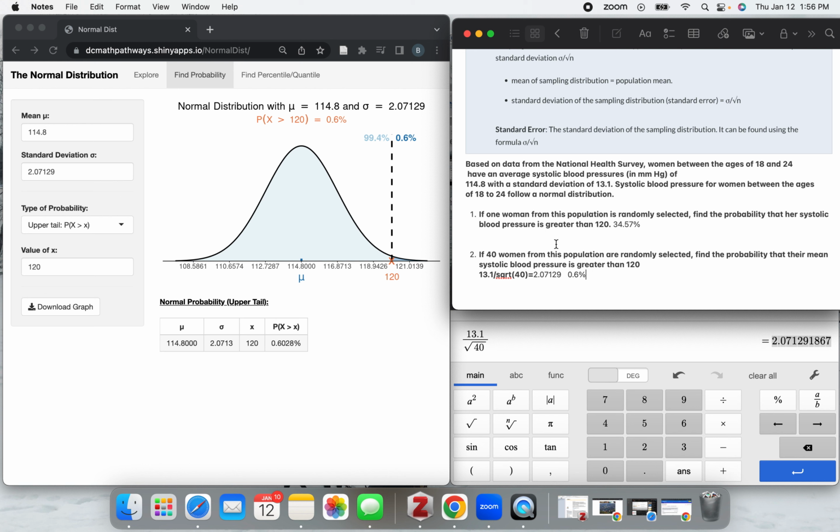Now, why is this percent chance so much lower? That's because we're not just looking at any one random woman. We're looking at if we take those 40 women and we take the average of them, there's probably a good chance that it should be close to that average. And our average was 114.8. So 120 is all the way up here on our normal curve, so it's much higher than we would think our average would be down at the 114.8. And that is how you solve problems for the central limit theorem for the mean.